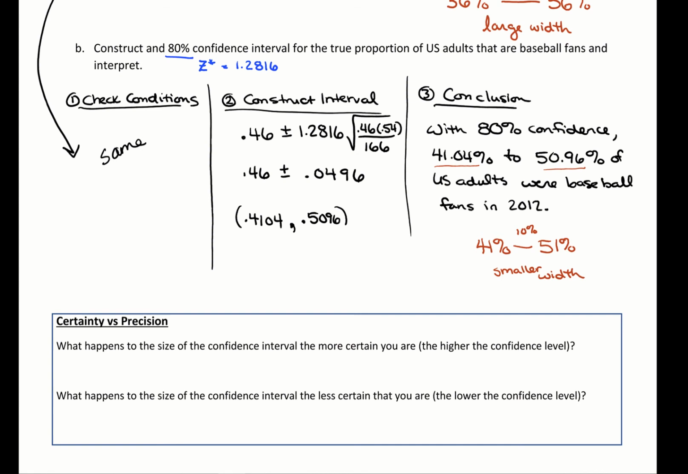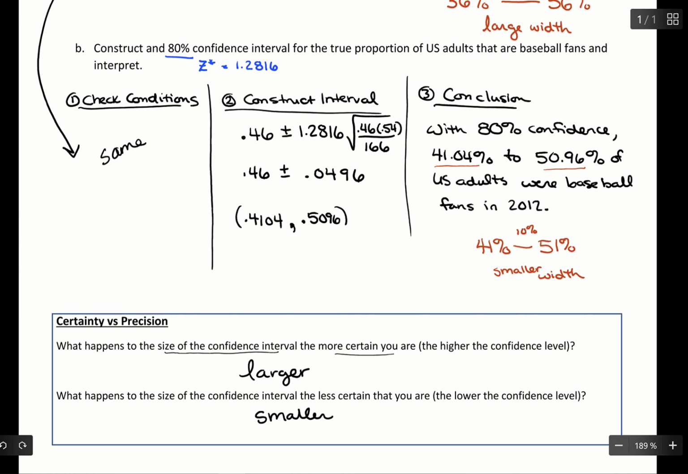So precision is like, how sure are we that this population value is landing in there? So with this first question, what happens to the size of the confidence interval, or you could think of the width of the interval, the more certain you are. As we up our confidence level, the interval is larger. And as we become less certain, as we lower our confidence level, this interval can become smaller.